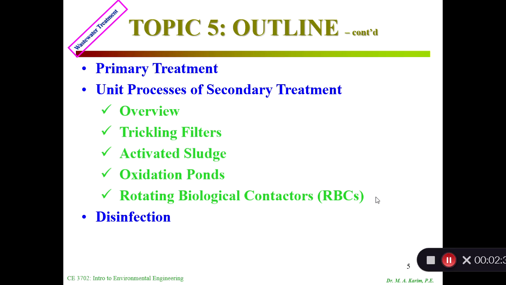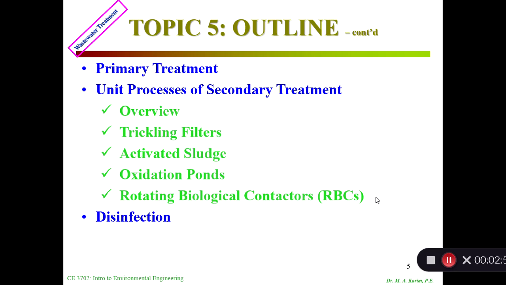Then the primary treatment is mainly sedimentation, plain sedimentation that we discussed in the water treatment area. So it could be very similar. Then unit processes of secondary treatment, we'll do a little bit of overview. Then we have 4 different types of secondary treatment process. All of them are biological treatment processes.